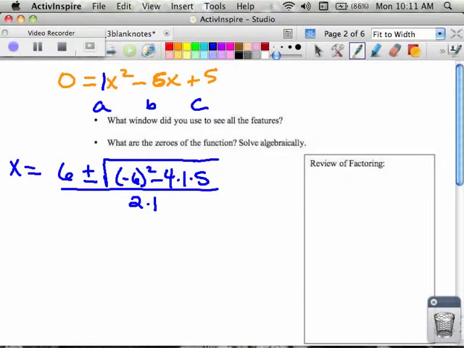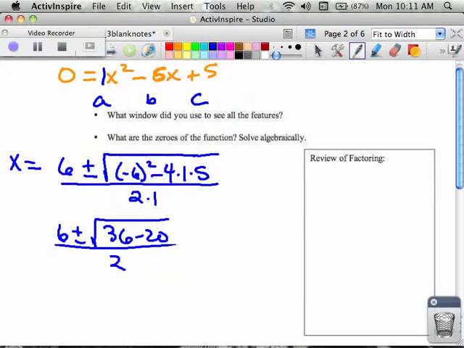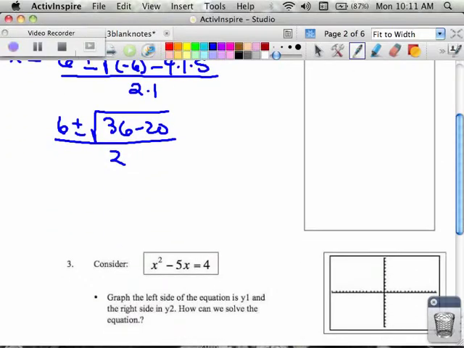And then once you have that, what you need to realize is that you're going to have two answers because of that plus or minus. So I'm going to solve this fractional thing and simplify it. As I simplify, I get 6 plus or minus the square root of 36 minus 20 underneath the radical, all of that over 2. Which is really like 6 plus or minus the square root of 16 all over 2. Or in other words, 6 plus or minus 4 all over 2.